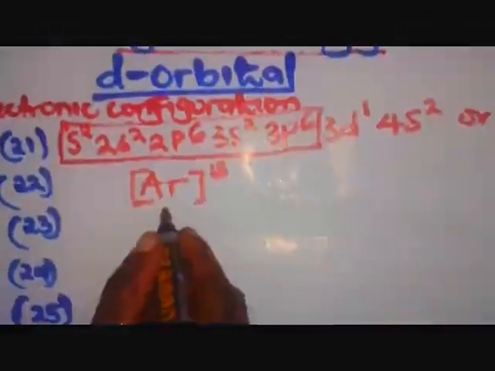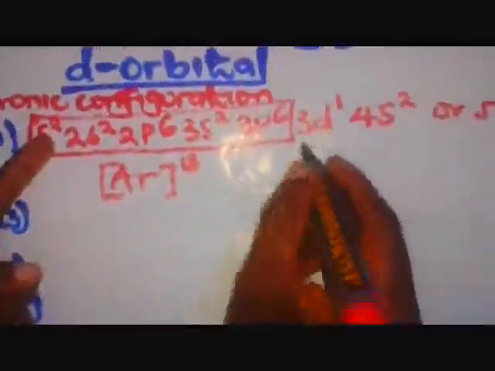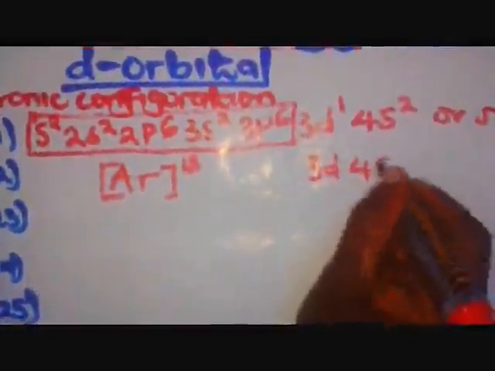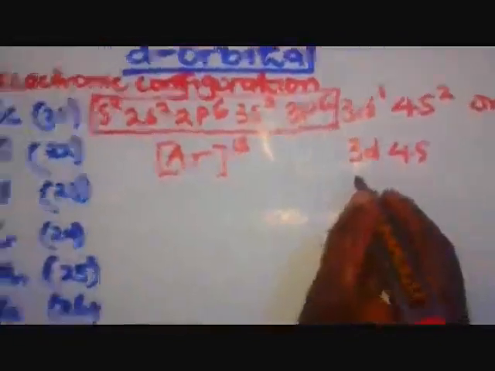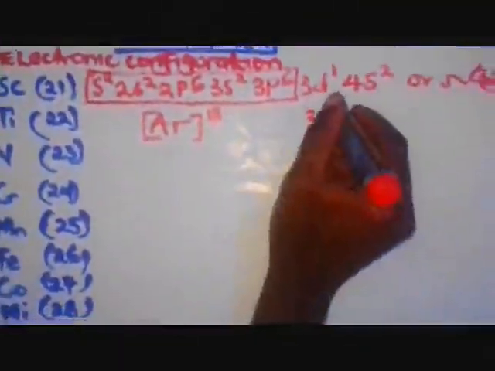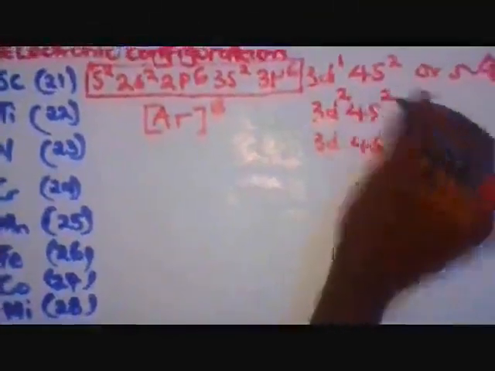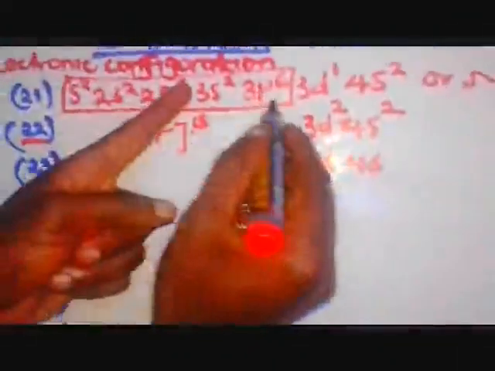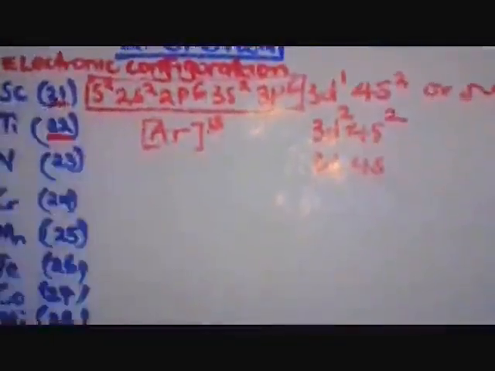So if I come here, instead of repeating all of this, because I know what is going to happen here, it is going to be 3D, 4S. Even for this one, it's going to be 3D, 4S. But the difference is that the 3D of this one will have 2, and the 4S of this one will have 2. When this is argon, you have 18. 18 plus 2, that is 20, 22 for titanium. Then 18 plus 3, that is 21, that is for scandium.